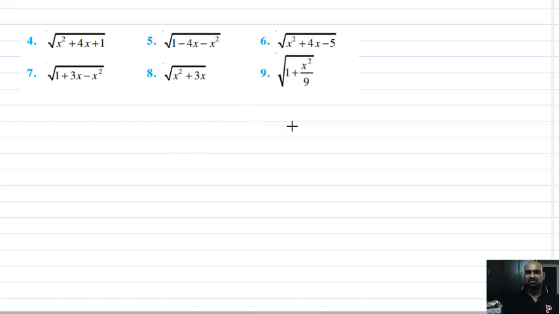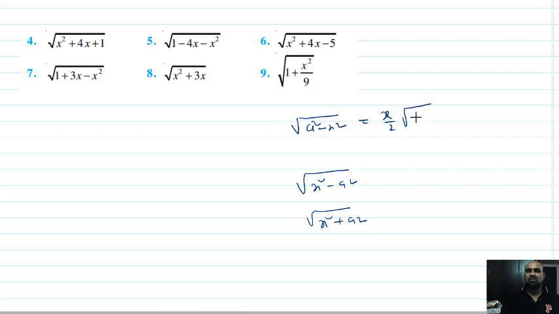Especially root over a square minus x square, root over x square minus a square, root over x square plus a square. So, this is nothing but x by 2 into root over a square minus x square plus a square by 2 into sine inverse of x by a.